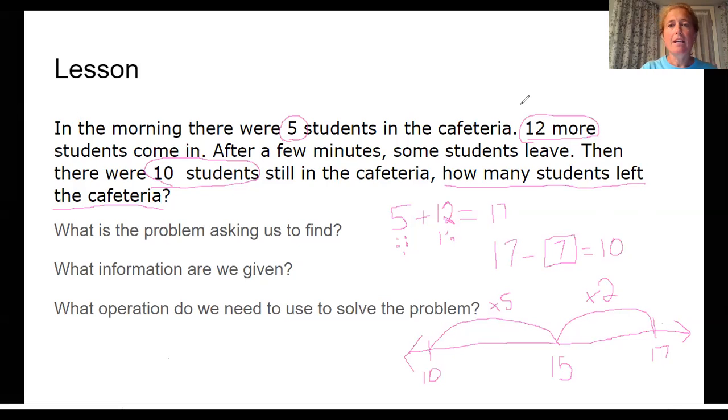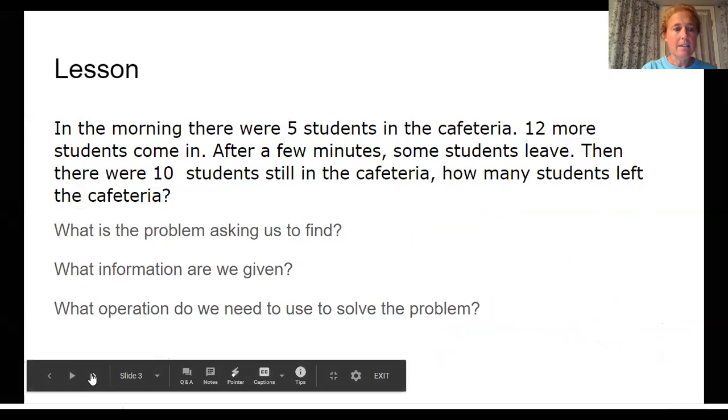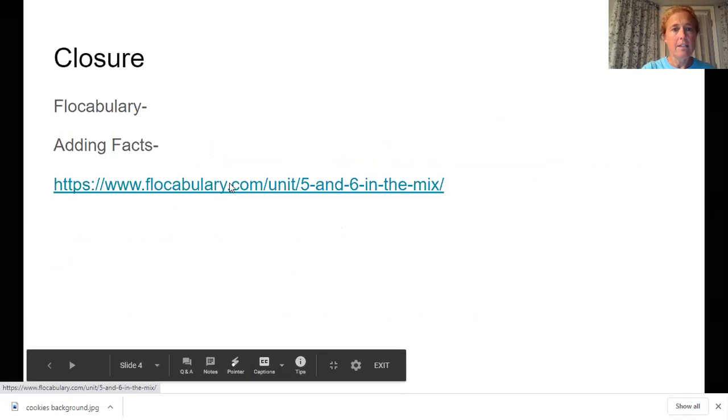All right, let me go ahead and erase this. And we'll go on to the next slide. All right, so we did do our 2-step word problem. Now I'd like to go back to vocabulary and work on some of our addition facts that we're practicing. So let me go ahead and get this started.